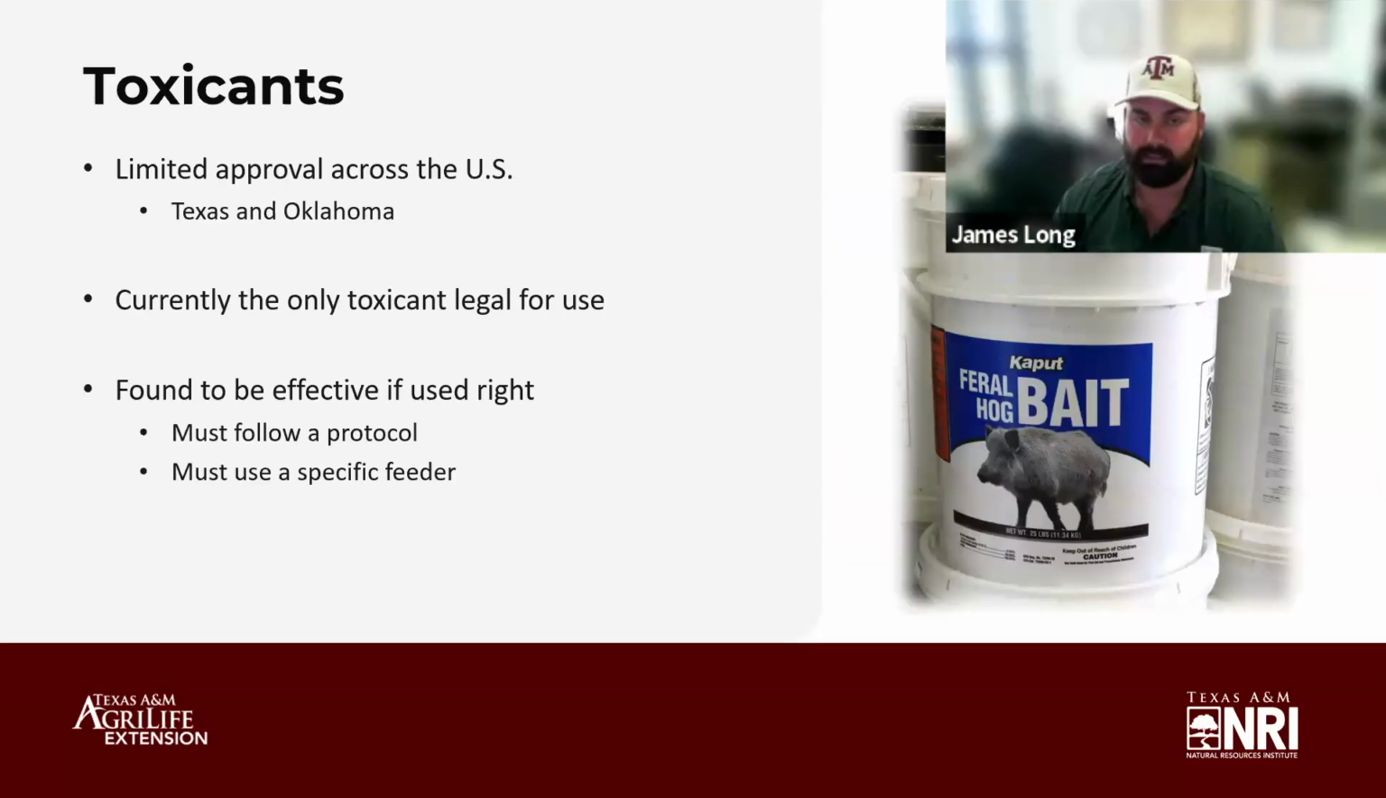Sliding into toxicants. Toxicants is an interesting talk because I know for most of you across the US, this is not a method that is available to you yet. In fact, as far as I know, the toxicant that has EPA approval, which is Kaput, has limited access to just Texas and Oklahoma. I know I've talked to biologists in other states where they're looking at potentially making this available, but it has not become commercially available as of yet.